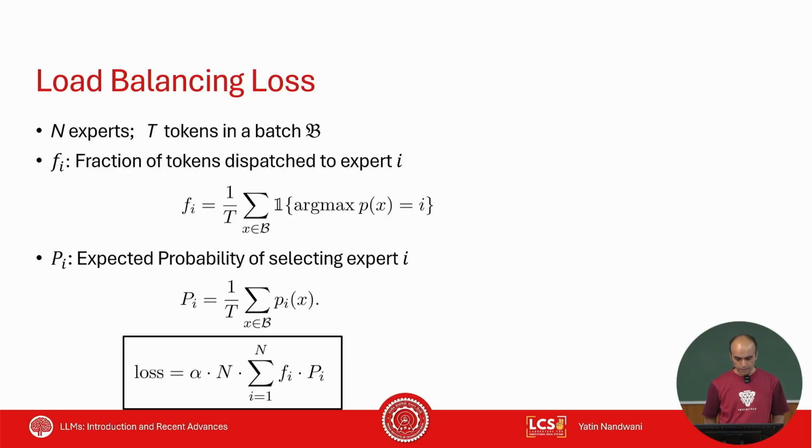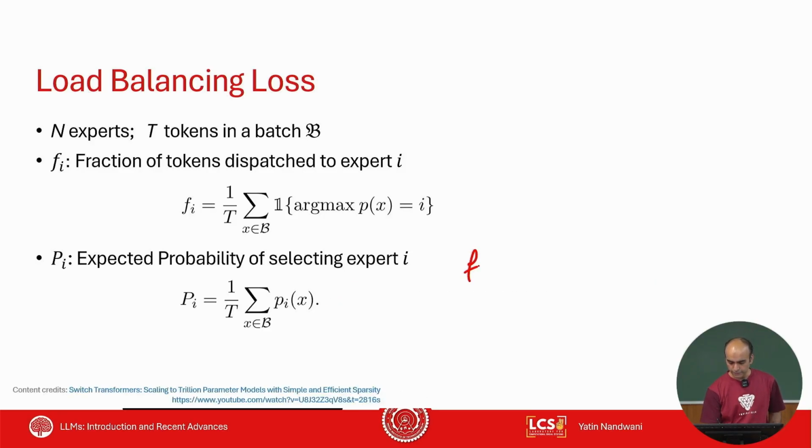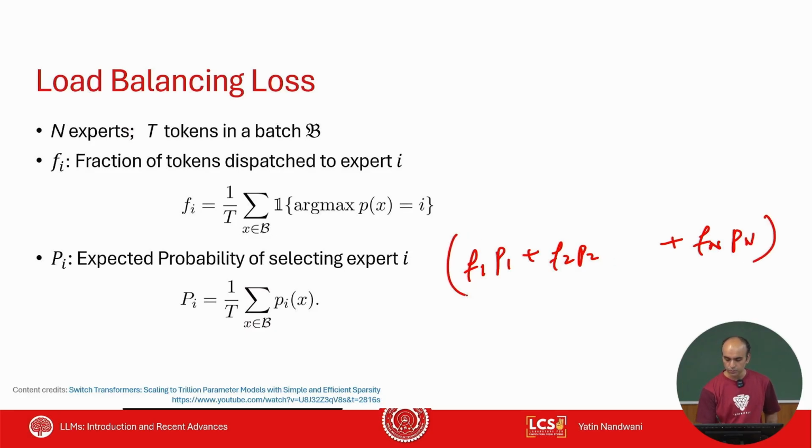Now let's look at this loss term, F1 P1 plus F2 P2 plus Fn Pn. This is the loss term that they use for load balancing. Let's try to look intuitively at why it makes sense. Let's say F1 is very high. That means all the tokens were routed to expert 1. To minimize this, what should we do?